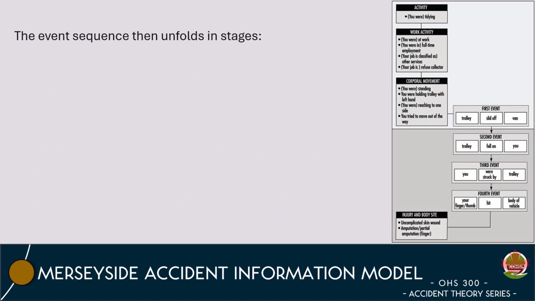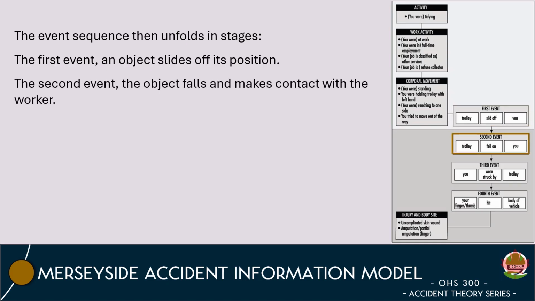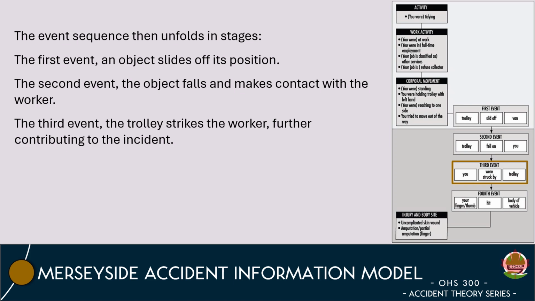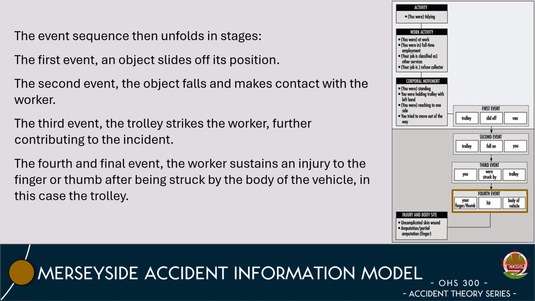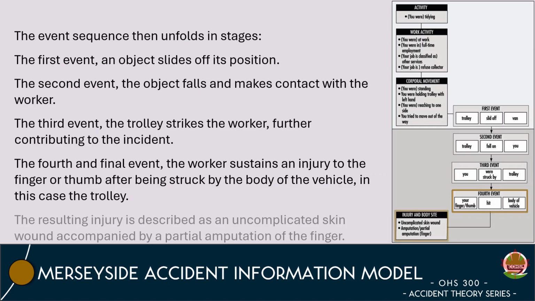The event sequence then unfolds in stages. In the first event, an object slides off its position. In the second event, the object falls and makes contact with the worker. In the third event, the trolley strikes the worker, further contributing to the incident. In the fourth and final event, the worker sustains an injury to the finger or thumb after being struck by the body of the vehicle, in this case, the trolley. The resulting injury is described as an uncomplicated skin wound, accompanied by a partial amputation of the finger.